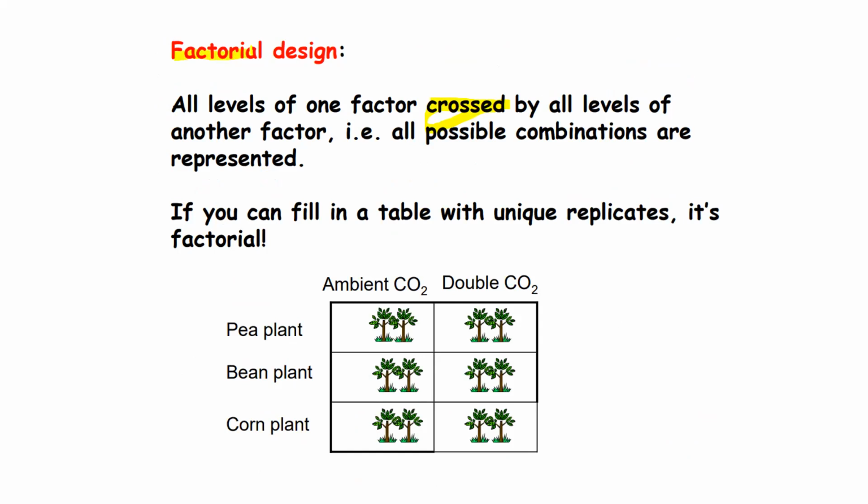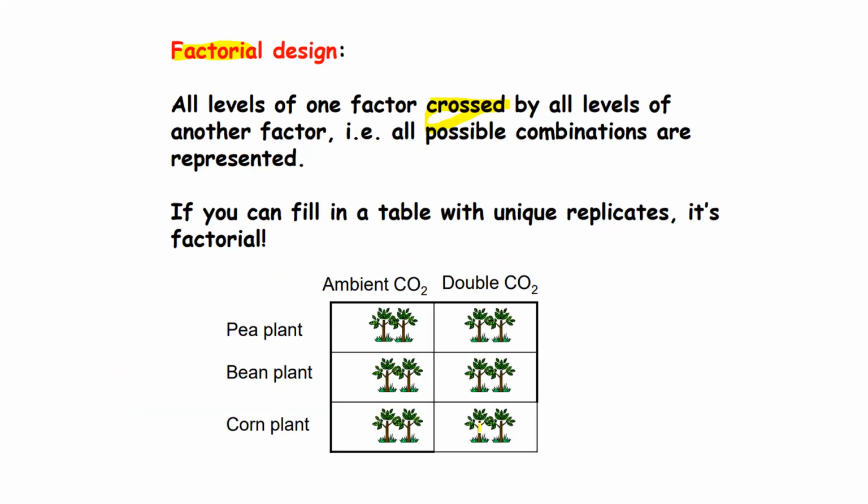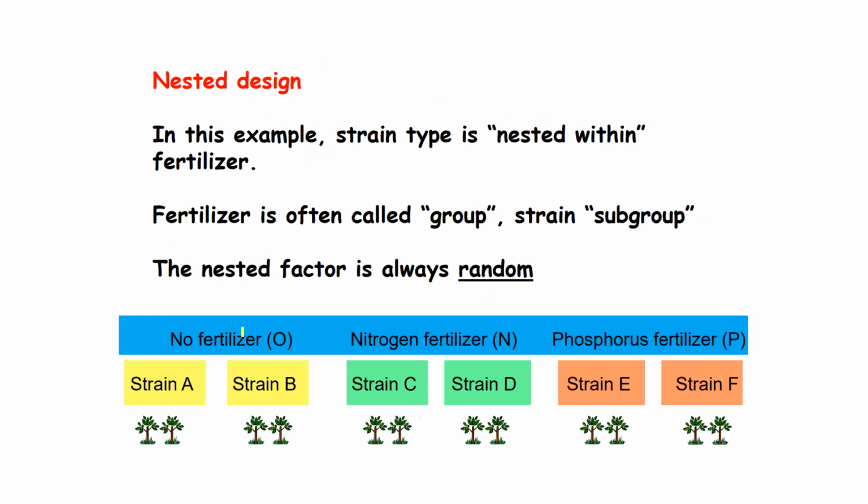These two are coming together. All possible combinations are represented in here. If you can fill in the table with unique replication, it is factorial. So if you can complete a case like this, it is a case with respect to factorial. But in the next step, you cannot fill it in this way because you have considered 3 suppliers.